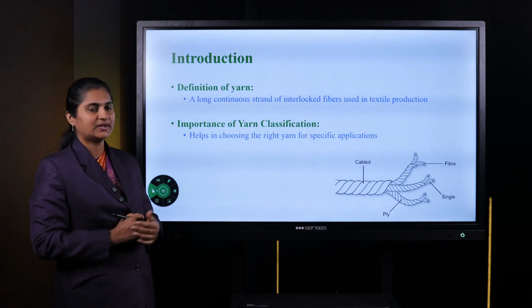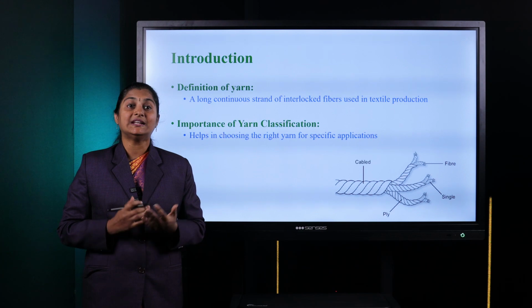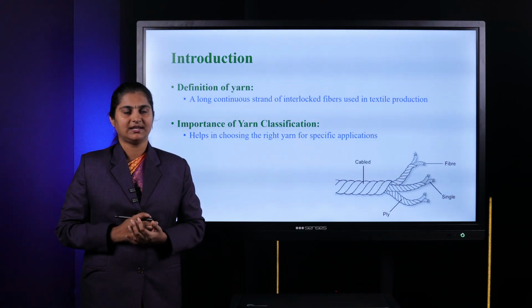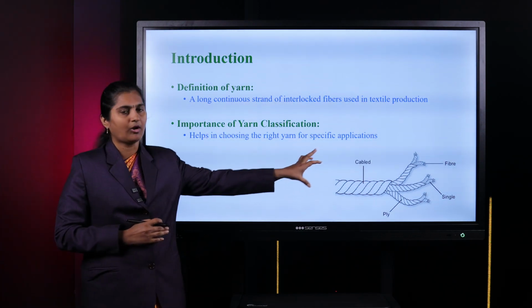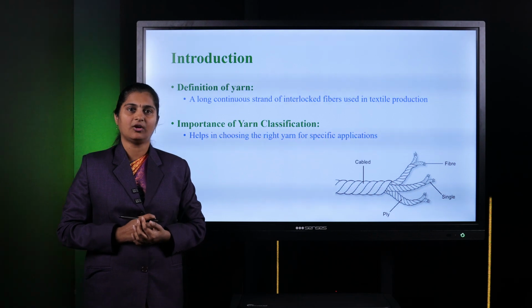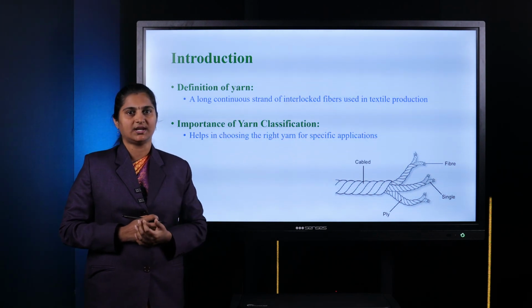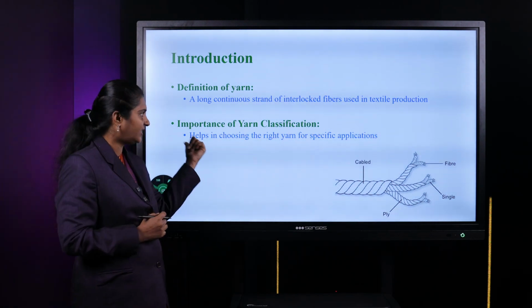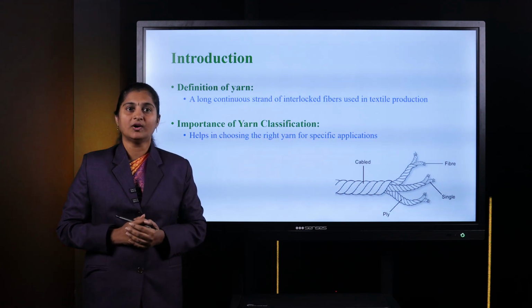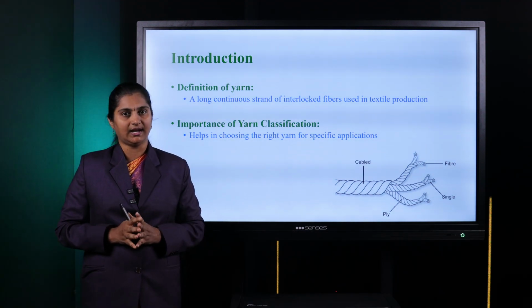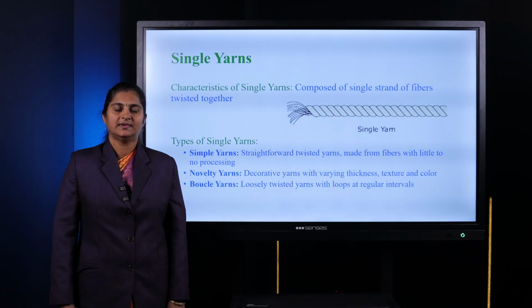Now let us go into the introduction. Firstly, let us define what yarn is. Yarn is a continuous long strand of interlocked fibers which is used in textile production. Yarn classification is very important because it helps in choosing the right yarn for specific purposes.